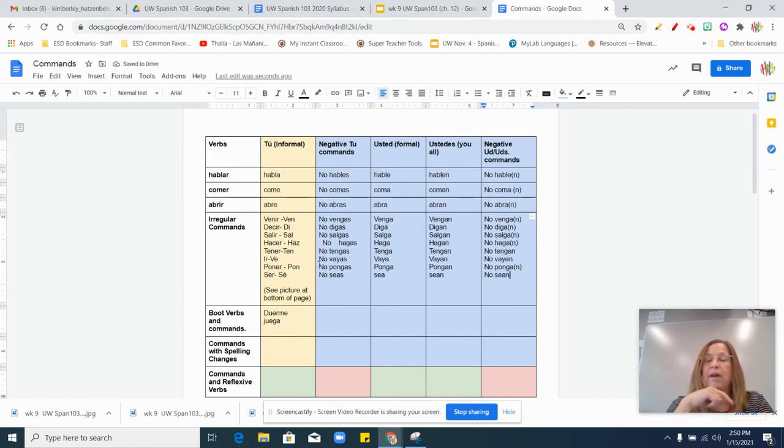So anything that's irregular in the yo form present tense is going to be irregular in the negative tú commands, usted, ustedes commands, and the negative ustedes commands.